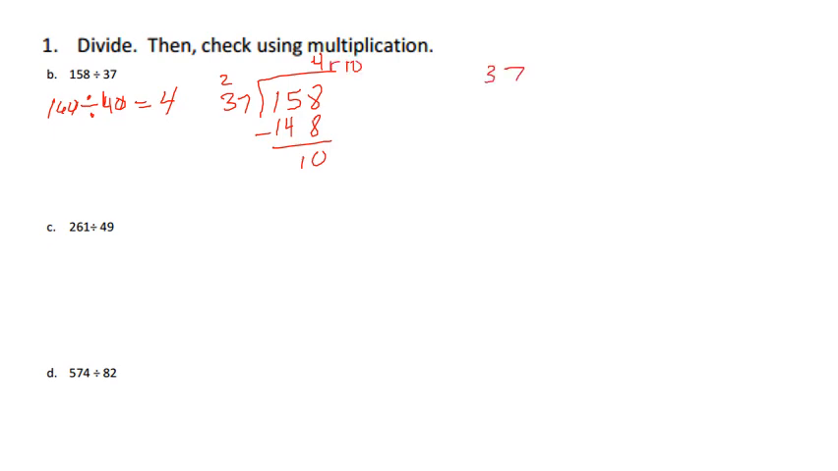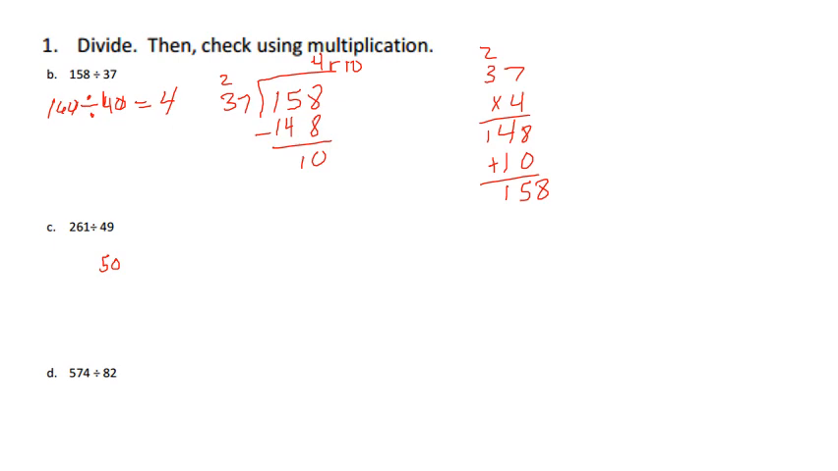Now to check it, we're going to do the opposite. We're going to take our divisor of 37 and multiply it by our quotient of 4. It'll be 28 and 14 will be 148. And we're adding in our remainder to get 158.